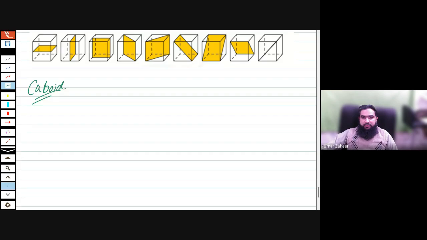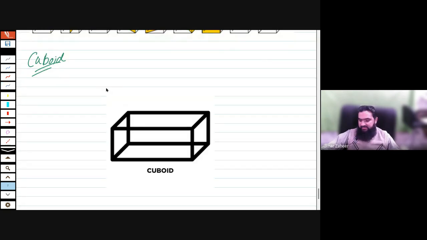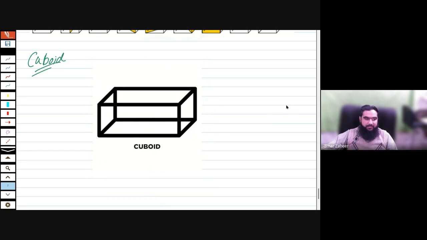So let's see, I have to take a cuboid shape. In a cuboid, obviously we know that the length, width, and the height are not going to be equal. So the diagonals are not going to be the same. That's why we are just going to get three planes of symmetry. The one is at the middle.